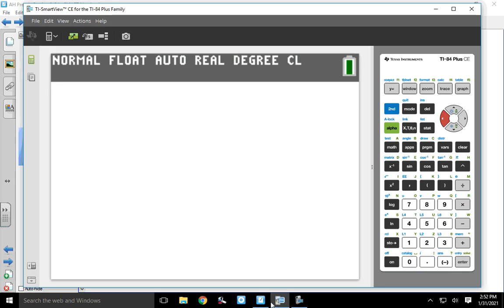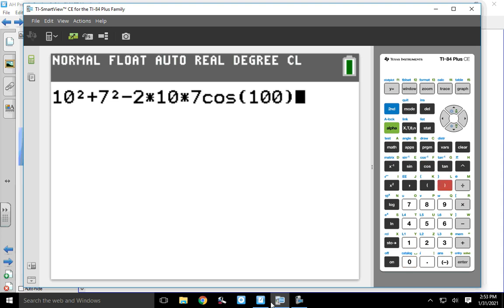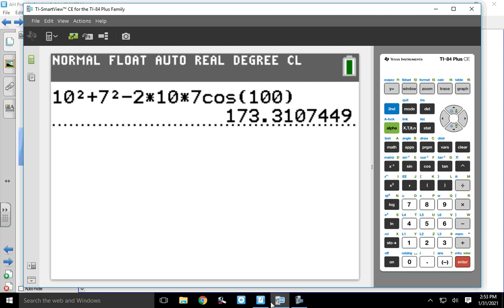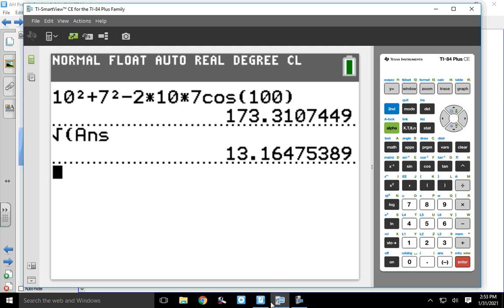All right, so for vector v, if we just take 10 squared and add on the 7 squared and subtract the 2 times 10 times 7, I think I actually wrote that in the other order, but same calculation, of course, times the cosine of 100. And make sure you're in degree mode there, and we should end up with the magnitude of our vector squared. So let's take the square root of this. Now there we go, 13.165, I guess, if we round that. Let me grab a picture of that.